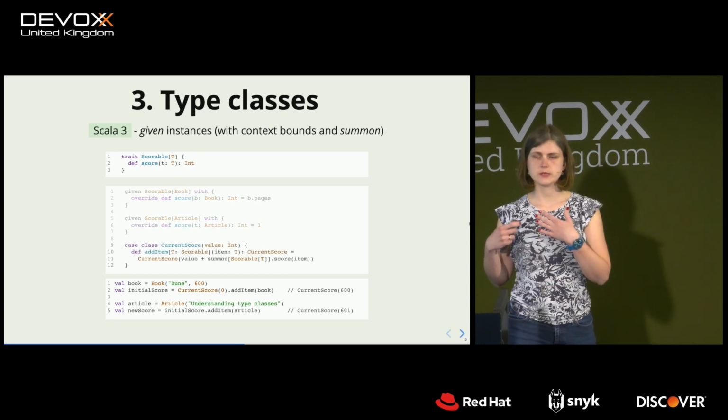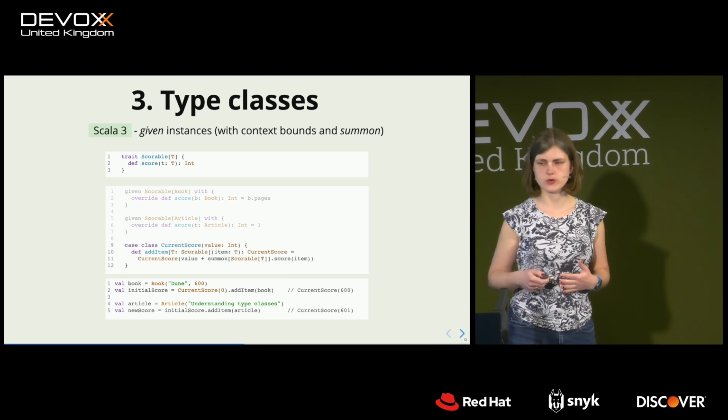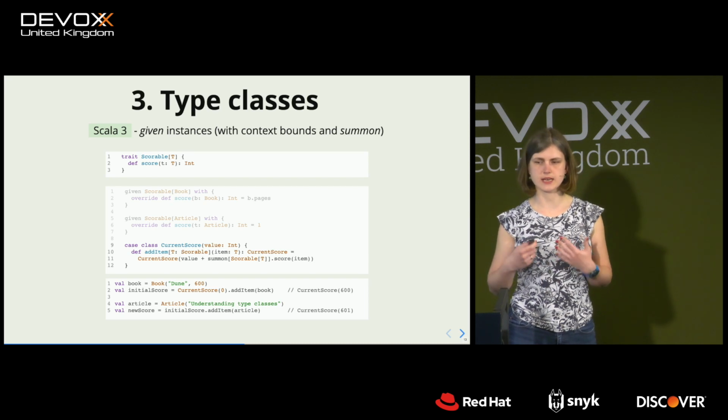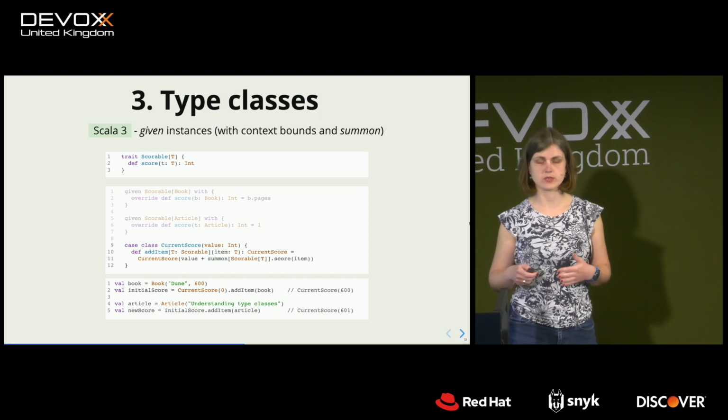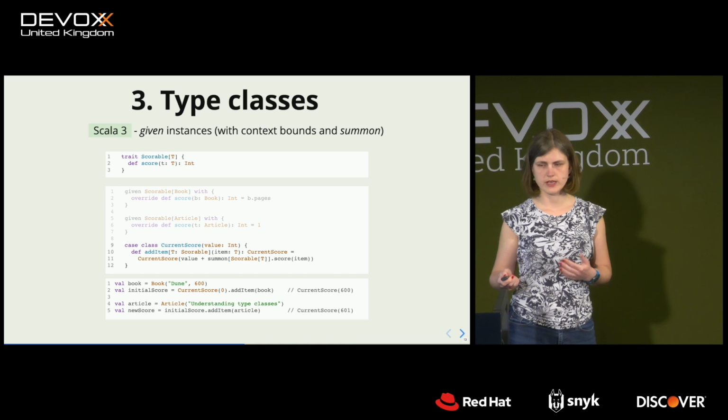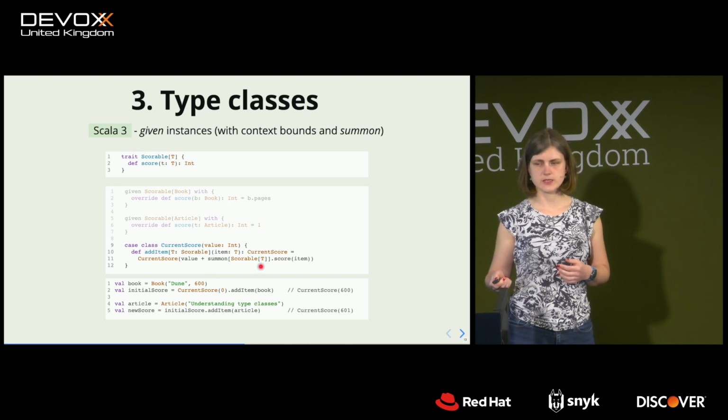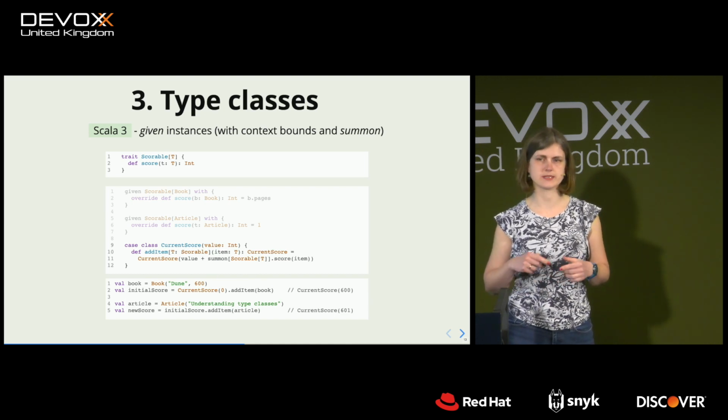And in the place where you use it, again, you have the current score and the add item method, which can be parameterized by this context bound. So nothing changes here. So that's any T implementing the scorable behavior. And here where you use it, instead of the implicitly keyword, you have the summon keyword.